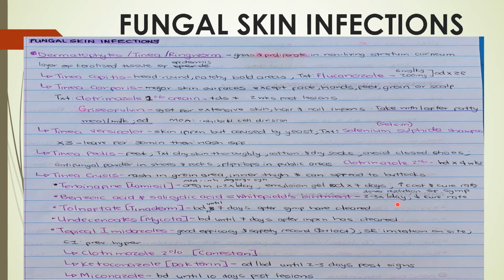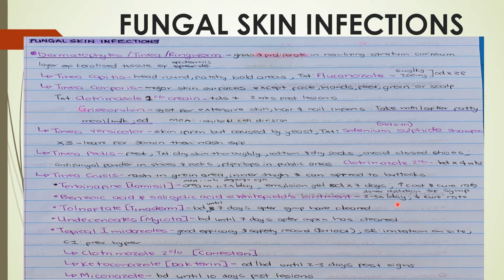And then you've got tolnaftate or Tinaderm. This is used twice daily for 7 days, even after the symptoms have cleared, so 7 days post lesions. And then you've got undecenoates or Mycota. This is used twice daily for 7 days after the infection has cleared.